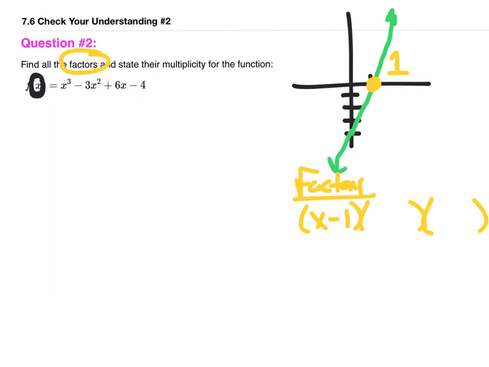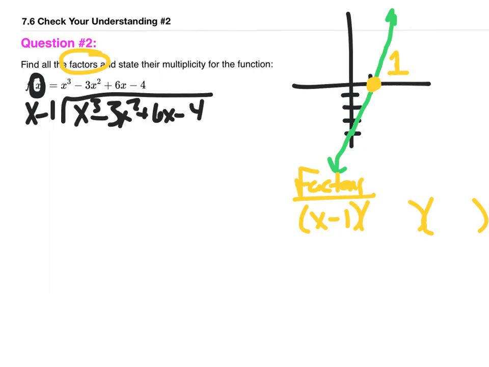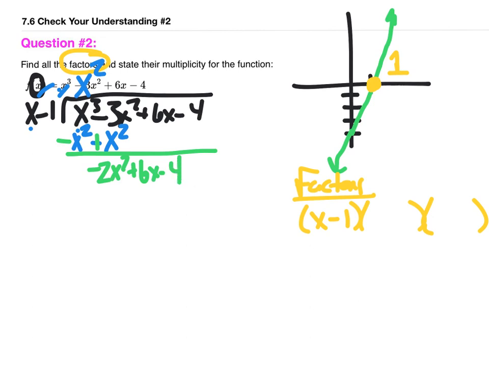What I'm going to do is long divide this out of my polynomial. To get started here, to make x an x cubed, I need an x squared, and then I'm going to multiply that through. That's going to give me x cubed, and then a negative x squared. I need to actually subtract that, so that becomes negative and positive. We now have, when we add together, a negative 2x squared plus 6x minus 4.